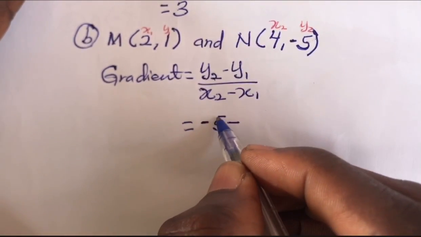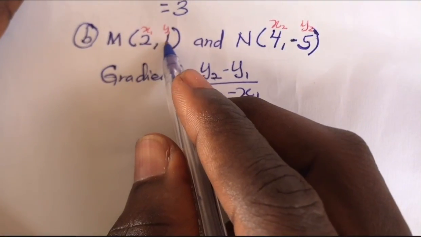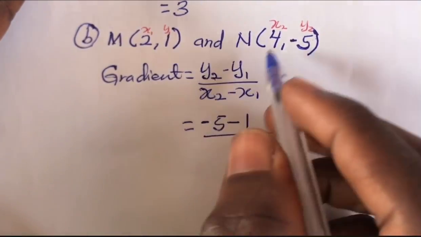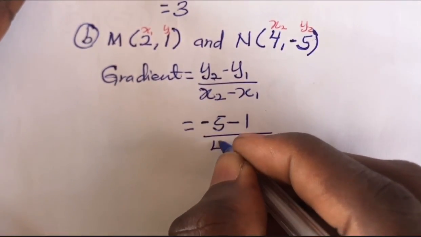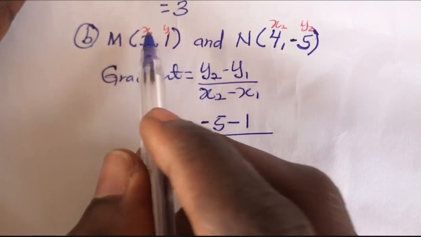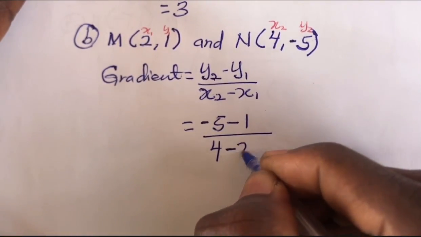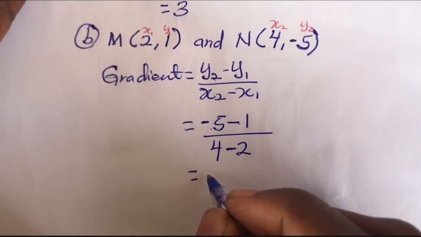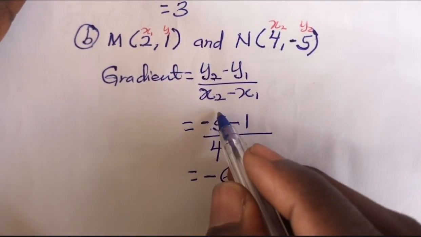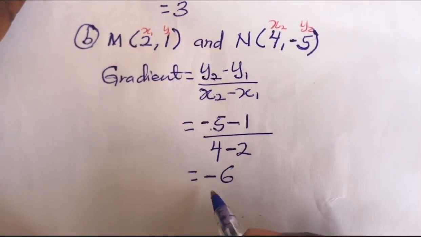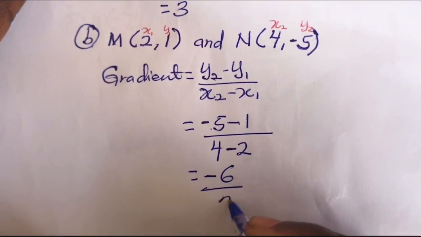And this is equal to: what is our y2 in this case? The y2 in this case is minus 5. And our y1 in this case is 1, all over our x2, which in this case is 4, and our x1 in this case is 2. So minus 5 minus 1 will give us minus 6. You are owing someone 5 and you are also owing another person 1, so at the end of the day, you'll be owing 6. 4 minus 2 will give you 2.